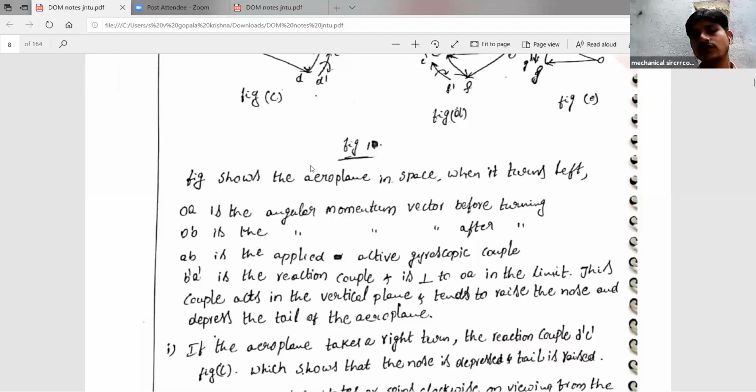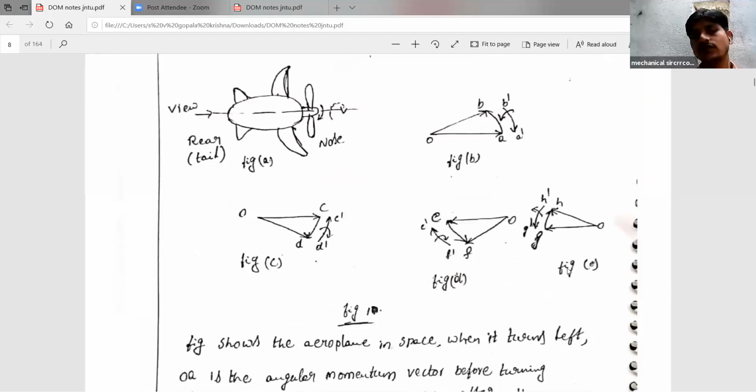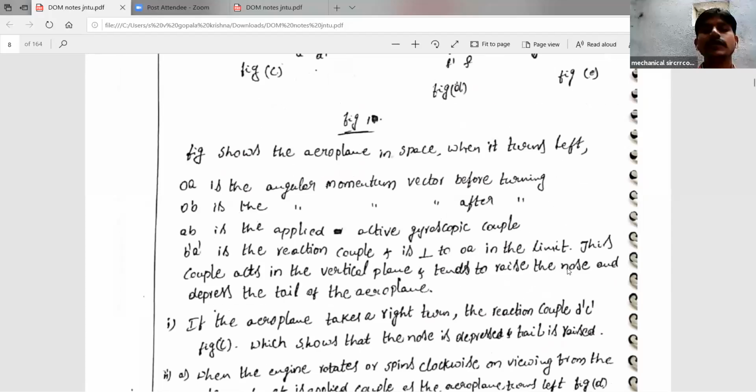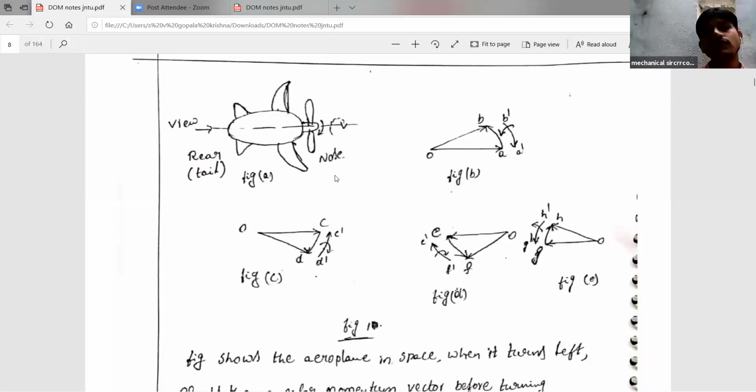When the direction of rotation is clockwise when viewed from the rear and the plane takes a left turn, then the effect of gyroscopic couple is to rise the nose and dip the tail. That is our first condition. And the second condition is when the plane takes a right turn. The propeller rotates clockwise when viewed from the rear end, and the plane takes a right turn.